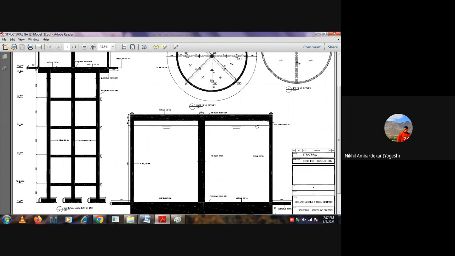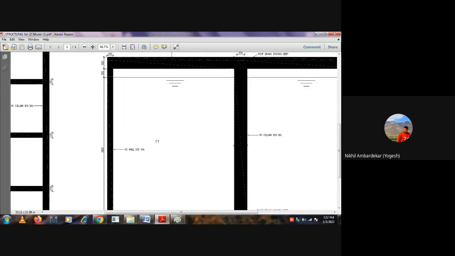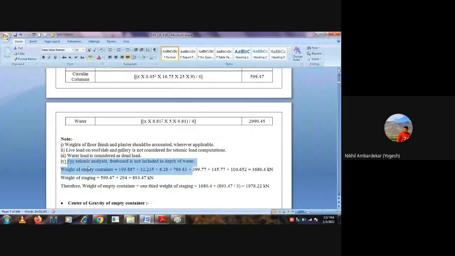It's a universal assumption that during test condition you are checking for leakage and then an earthquake happens, no. So we don't consider that. So that's why the weight of water we have considered purely up to this only, 5 meter. Okay, all good. So that's why this statement is mentioned that for seismic analysis, freeboard is not included in the depth of the water.